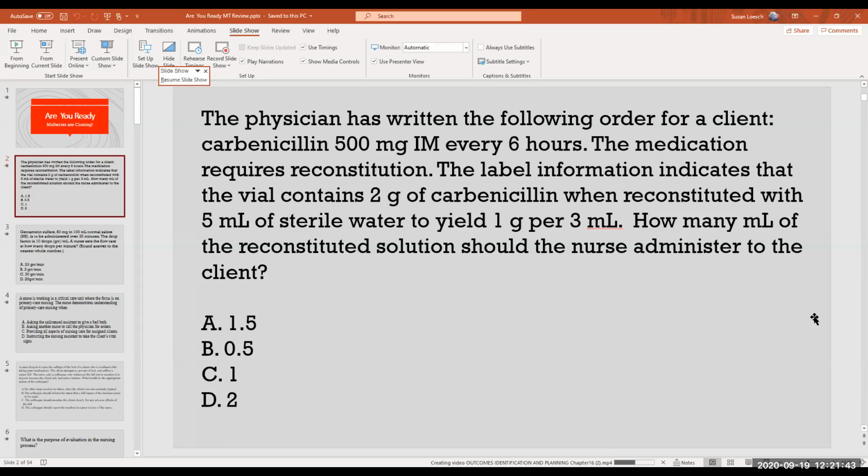So always read your question first. It's asking you how many mLs you're going to give here, so your formula has to be in mLs. Now, when you're doing reconstitution, how many of you know the formula for that? I sent you guys to practice. So has everybody been working on that? Reconstitution. I have it.